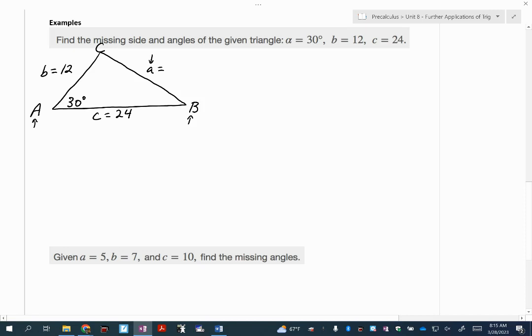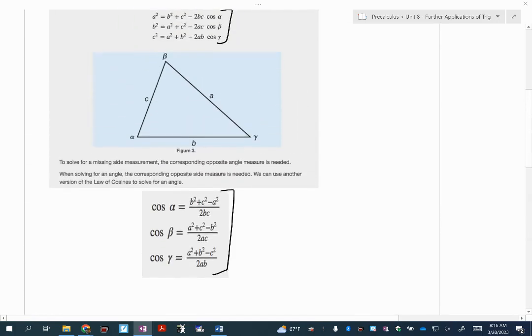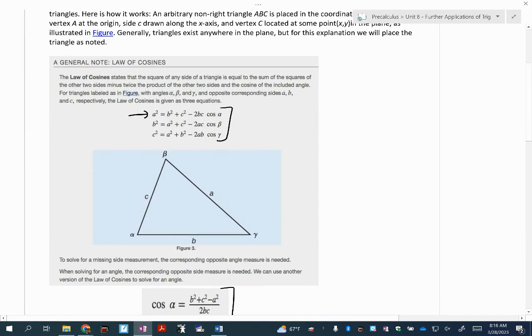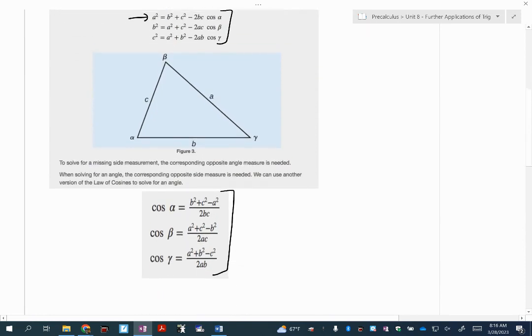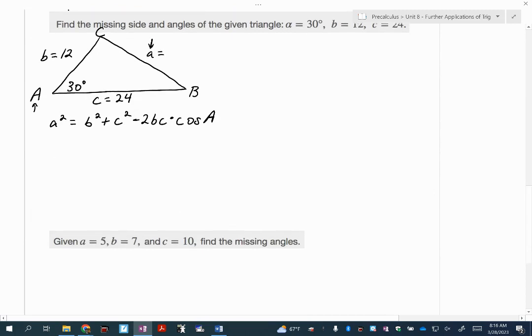I'm going to use the law of cosines to find side length A. So it's going to be A squared equals B squared plus C squared minus 2BC times the cosine of angle A. There we go. Again, I'm using this version of the formula here where I add the two other sides, square those together and add them, and then subtract 2 times those two sides times the cosine of my angle that I do have.